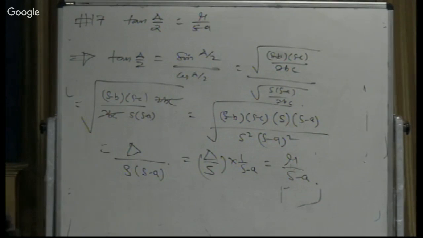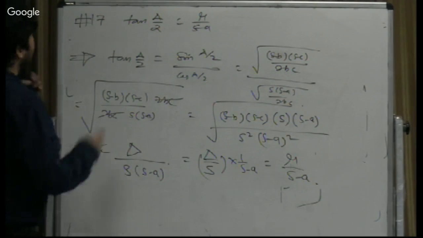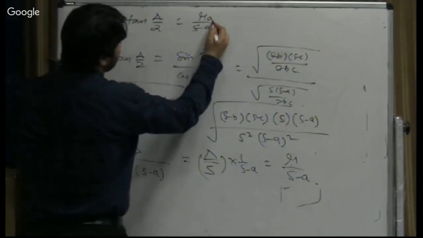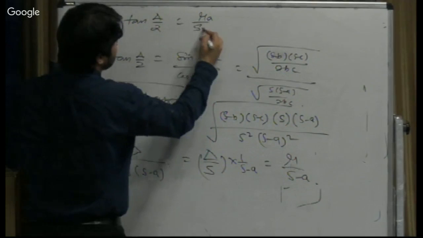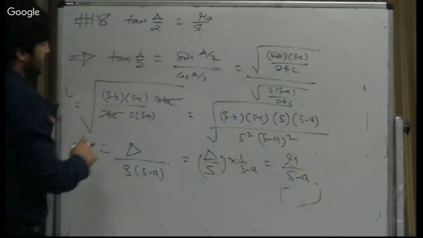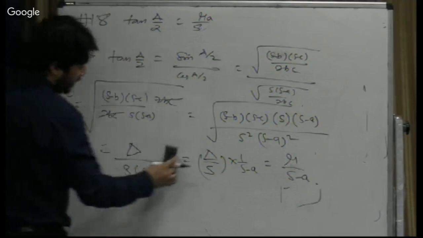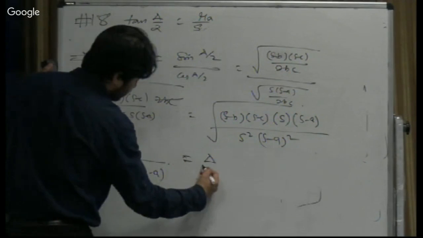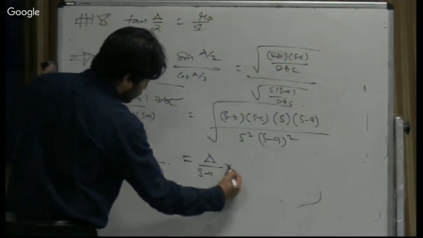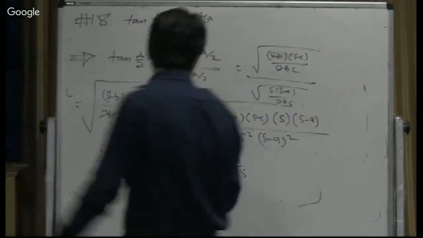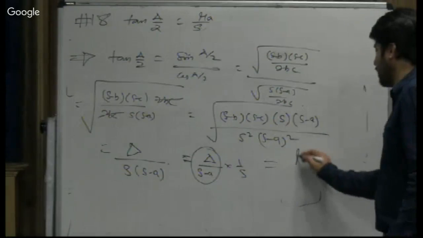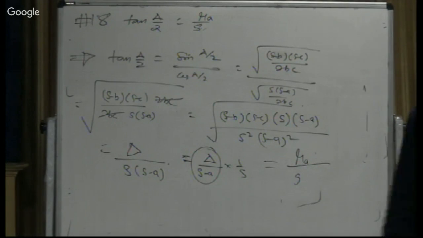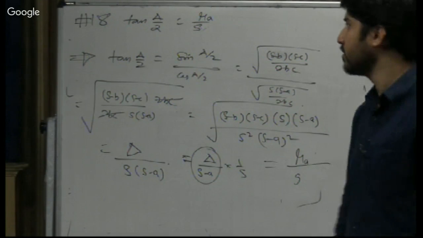Clear? And property 18 says tan A by 2 is actually equal to ra by S, which I can say, I'll follow the same routine and यहाँ पे आके मैं change कर दूंगा. यहाँ पे I can say that delta by S minus A into 1 by S, this is nothing but ra, that is ex-radius. Clear? So 17 and 18 is clear.